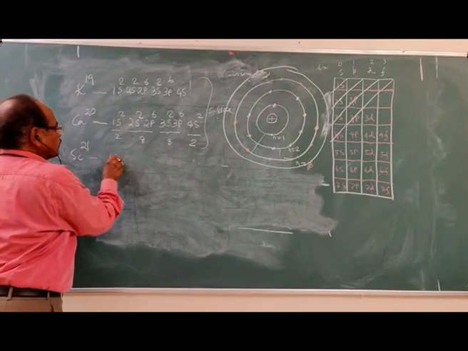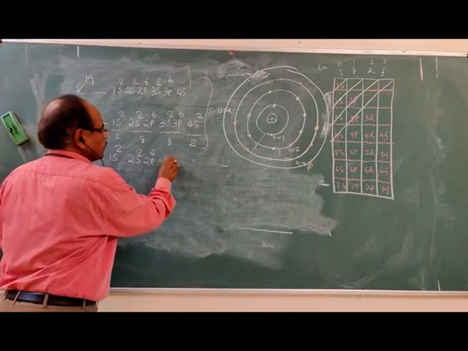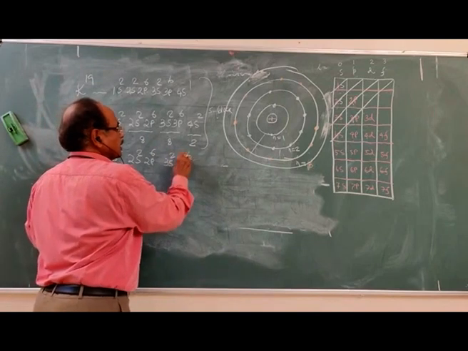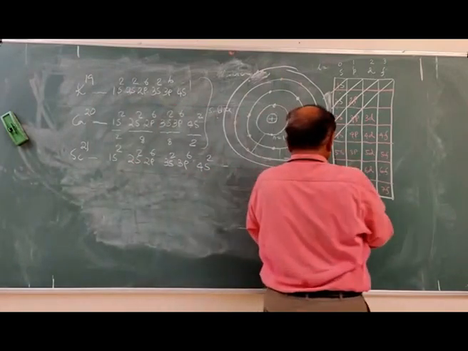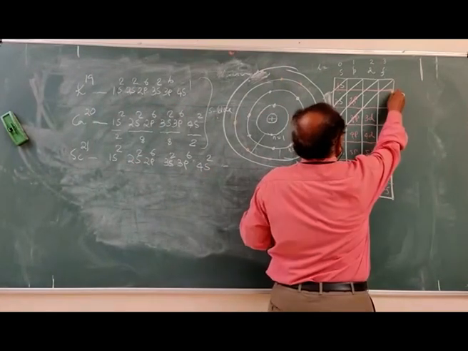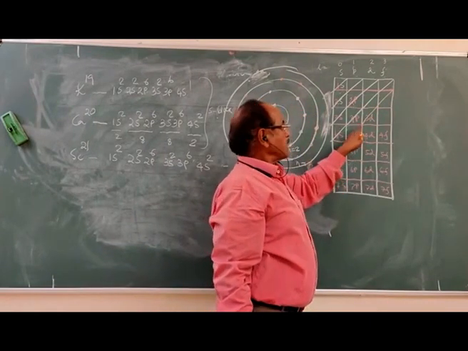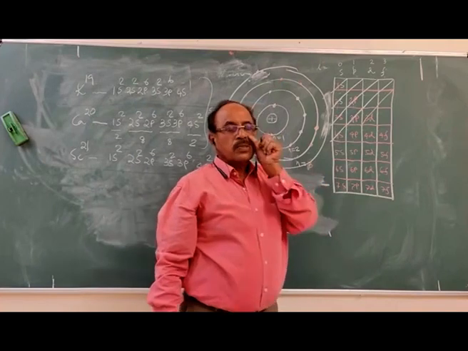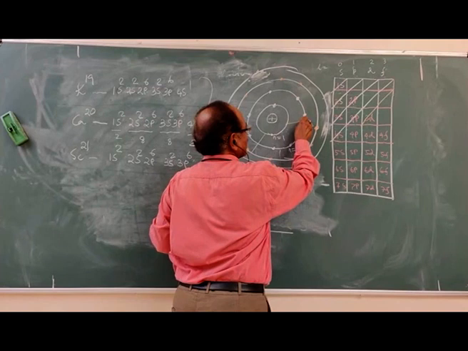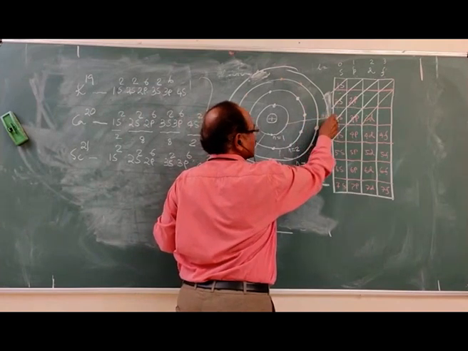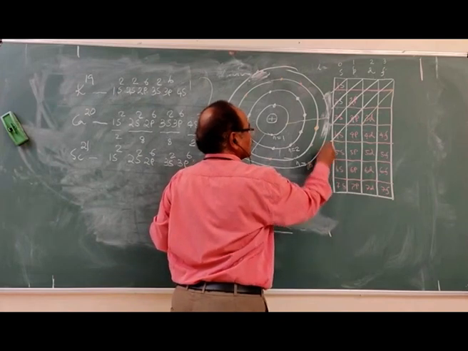So it is 1s2, 2s2, 2p6, 3s2, 3p6. Then 4s2, calcium is over. Now you see, the electron will now go to the 3d orbital. So the electron was from this, the electron went to this, then the electron went to this. This is the outermost shell. This is the 4th shell, n is equal to 4.